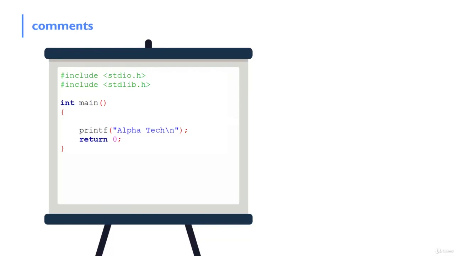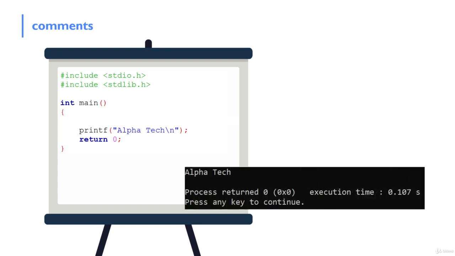So in this video, we are going to see what comments are and how we can use them in the C programming language. So here we have our previous exercise where we printed Alpha Tech to the screen. Let's say that it's the same as the program where we printed the full name, the first name and the last name. Alpha Tech is the first name and the last name.